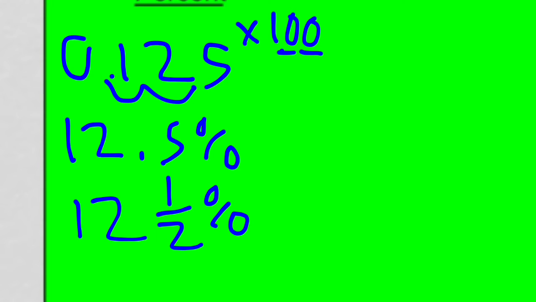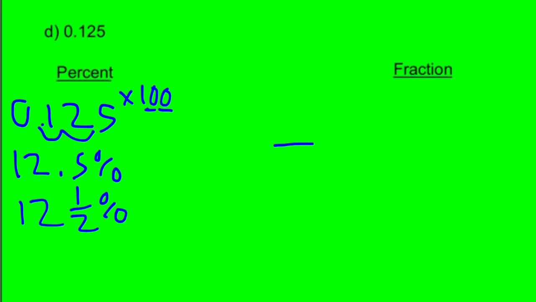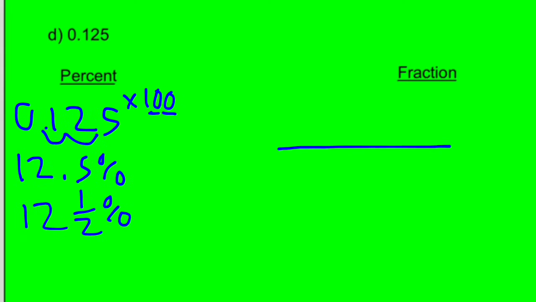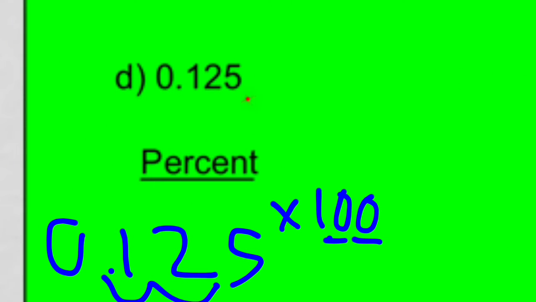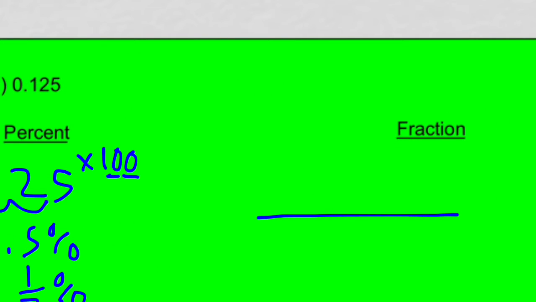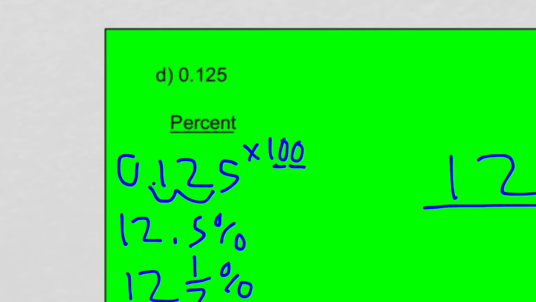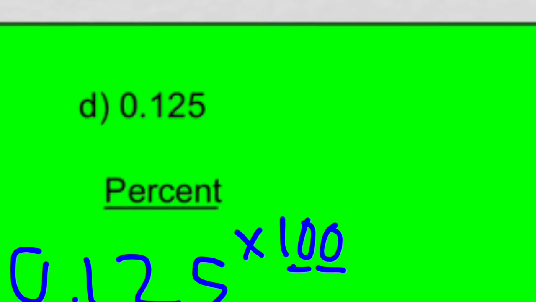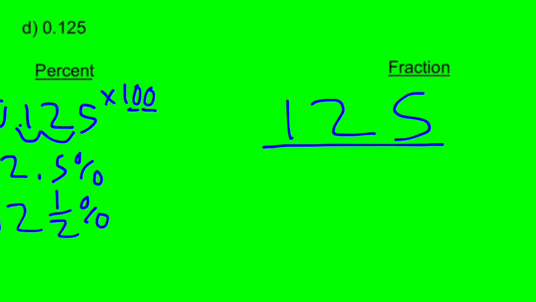All right, fraction, 2 parts. Numerator, take the digits behind the decimal, so the 1, the 2, and the 5, and that becomes the numerator of the fraction. Okay, for the denominator, count the number of decimal places. There's 1, there's 2, there's 3. 3 decimal places means 3 zeros and a 1 in front.